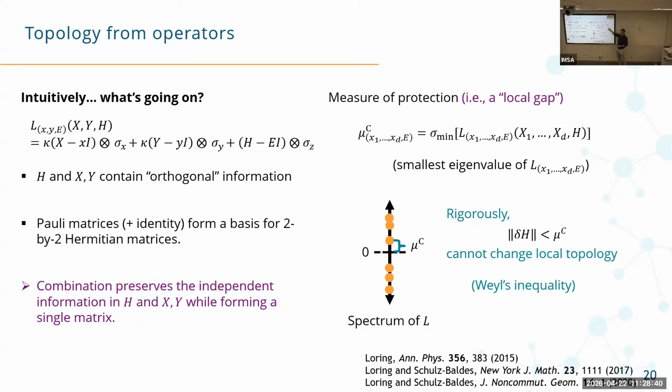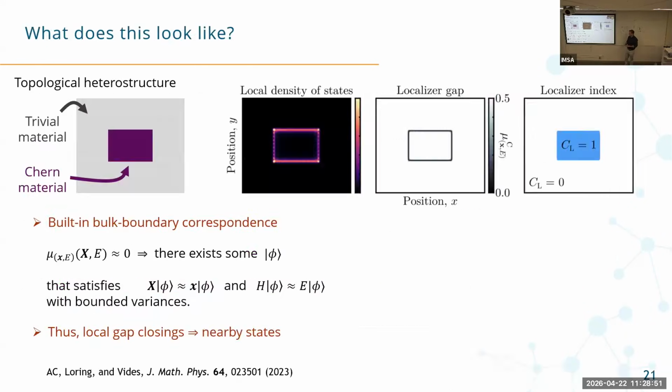It's always going to move continuously. It has to cross 0 from some perturbation. So I know that any perturbation whose norm is not big enough can't change my topology. So it's a quantifiable measure of protection. What does this look like?